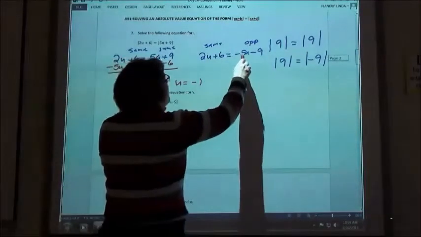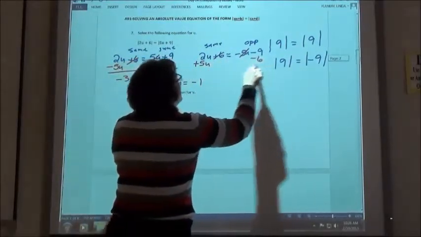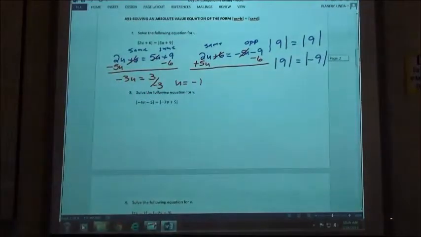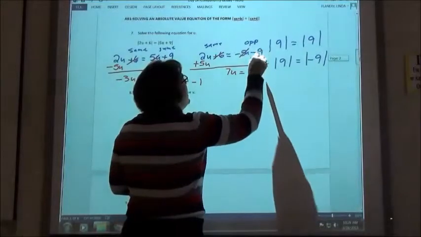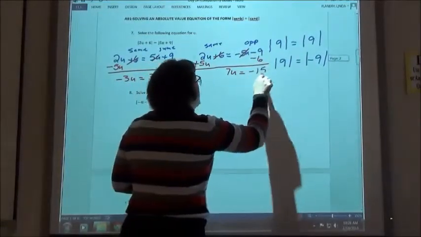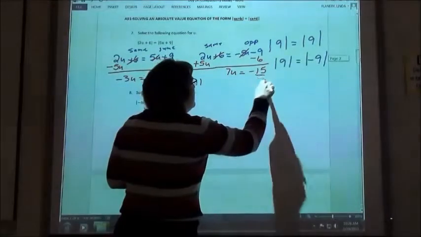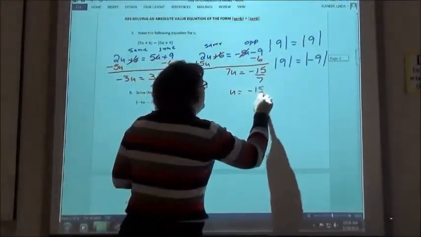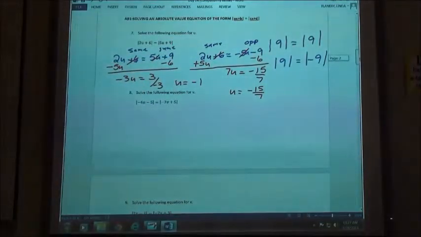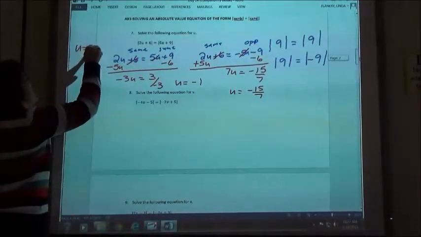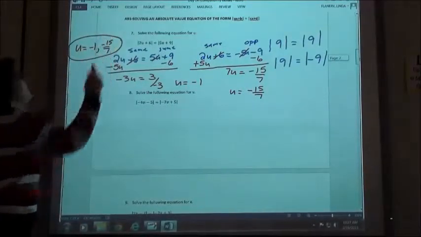So on the other side, when I solve that, I'm going to have to add my 5u and minus my 6. 2 plus 5 would give me 7u. Negative 9 minus 6 is a negative 15. This one we're going to get a fraction. It's okay to get a fraction. u is going to equal negative 15 sevenths. So again, when we put these answers in, we got two answers. u could be negative 1 or could be negative 15 sevenths. So we just put them in with a comma in between.